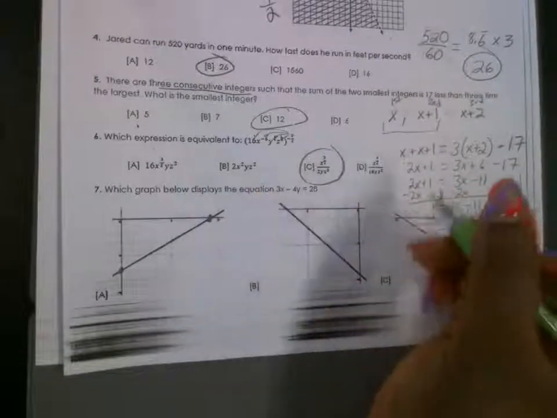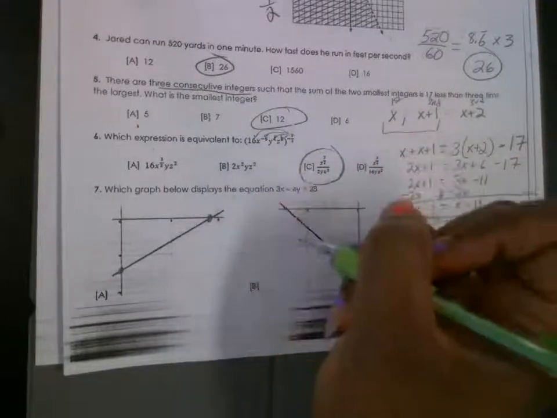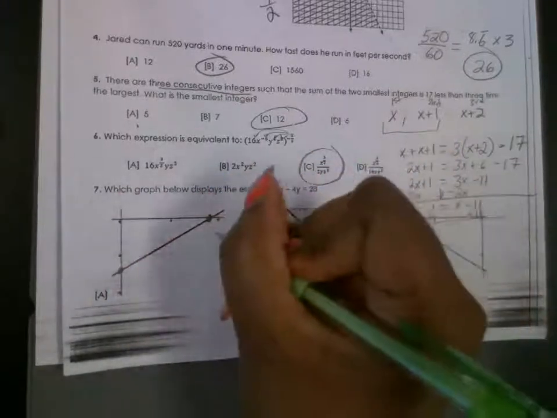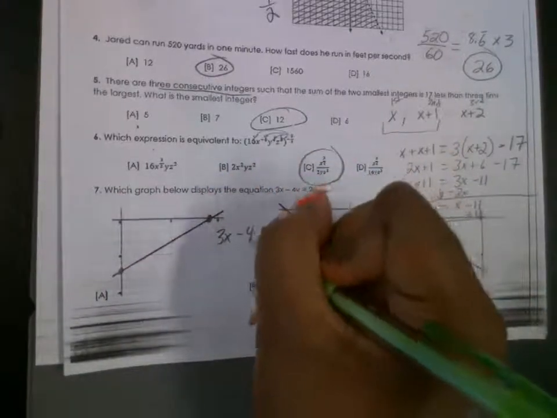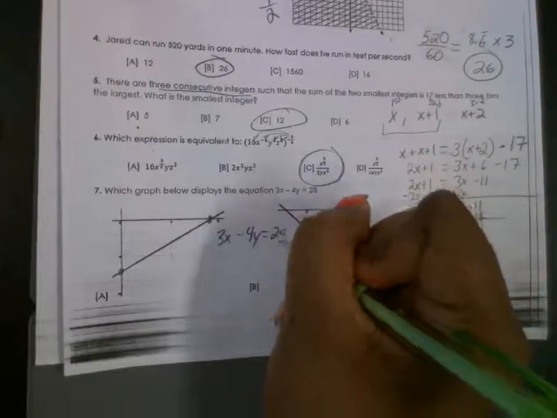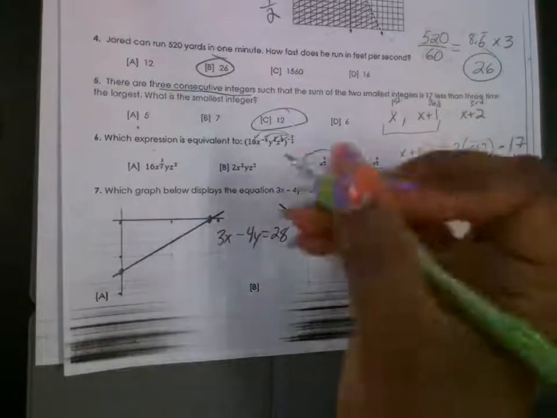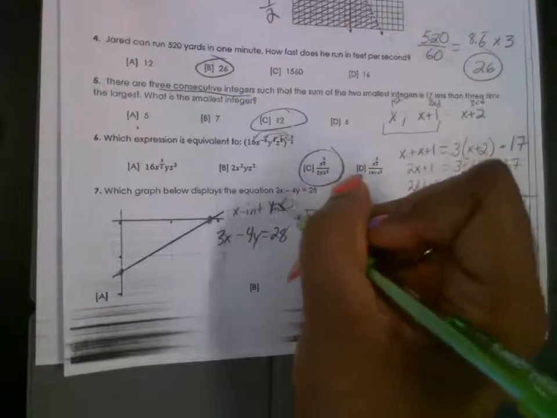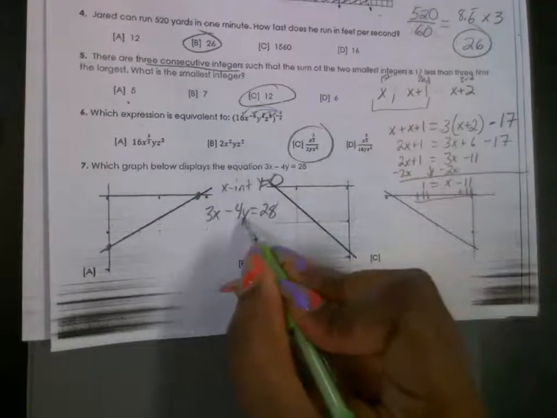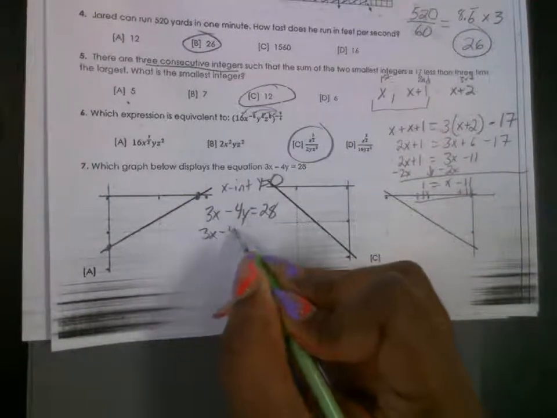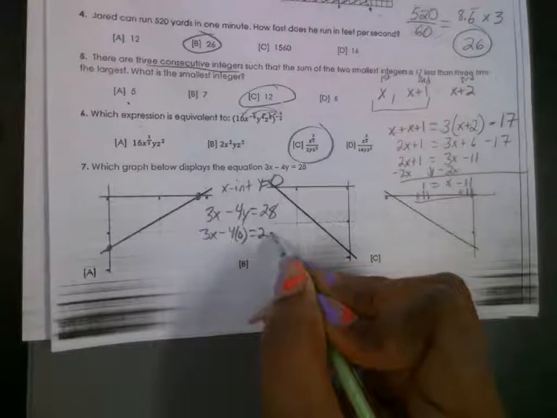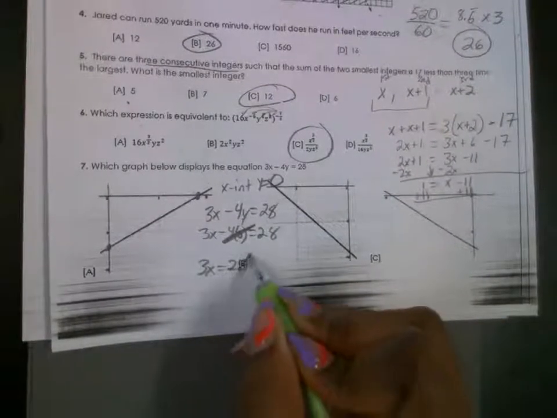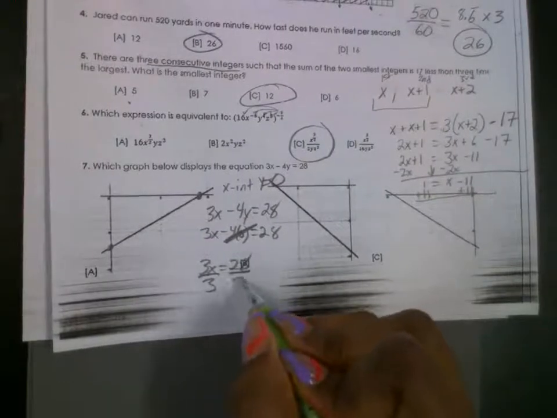All right, so let's do x and y intercept, because they're showing the x and y intercept. So let's see. 3x minus 4y is equal to 28. Let's find the x-intercept first. So if we're finding the x-intercept, remember your y is equal to 0. So let's substitute 0 here. So this is 3x minus 4 times 0 is equal to 28. So this is gone, and I'm left with 3x is equal to 28. So divide both sides by 3.